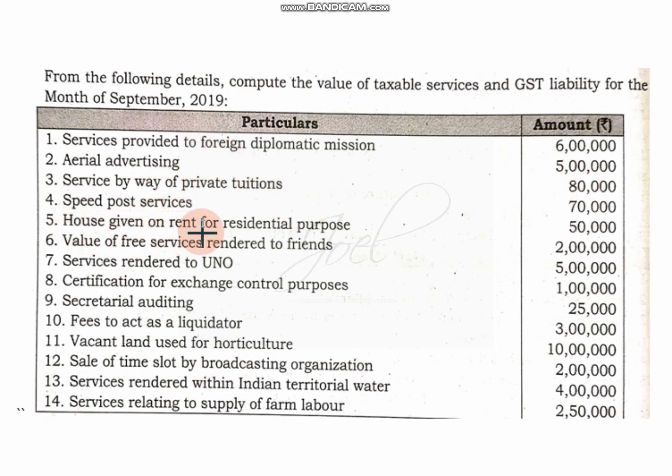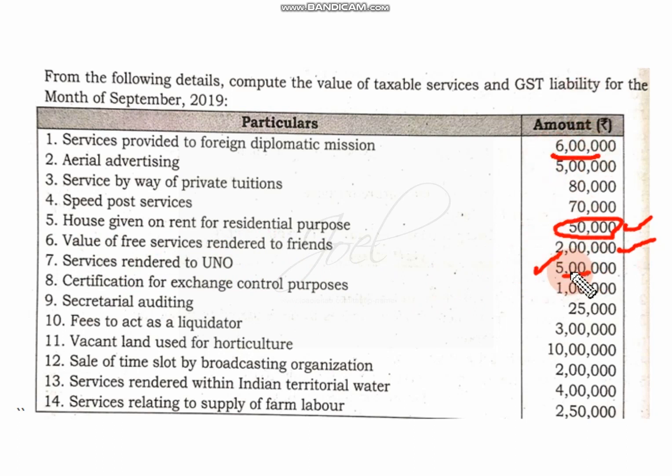House given on rent for residential purpose is not at all applicable for tax under this particular category of GST. Why this is not applicable is, this will come under income from house property and income tax is chargeable on that. Next, value of free services rendered to the friends. Free services, that means those services are not free for you, you have to pay 18% tax. Services rendered to UNO, foreign diplomats, all these things are exempt from tax.